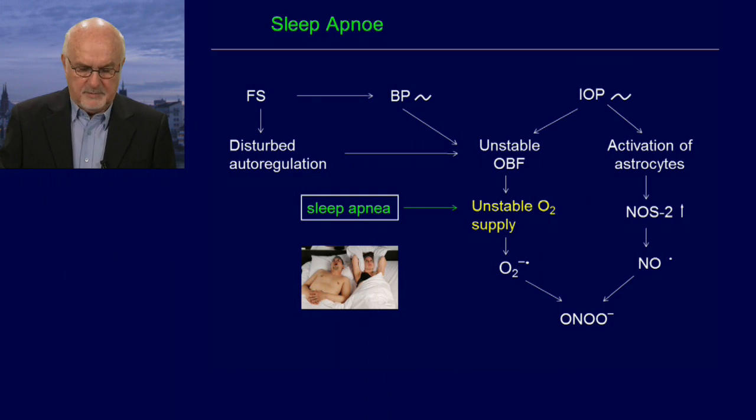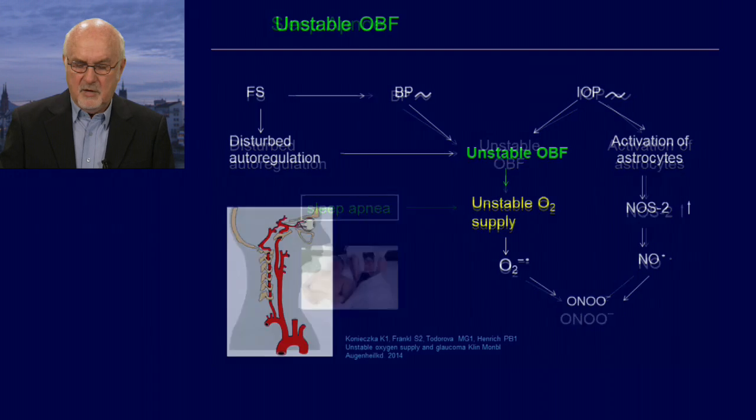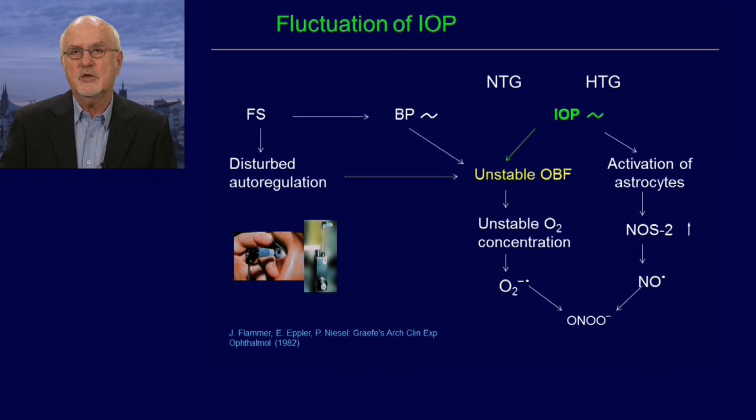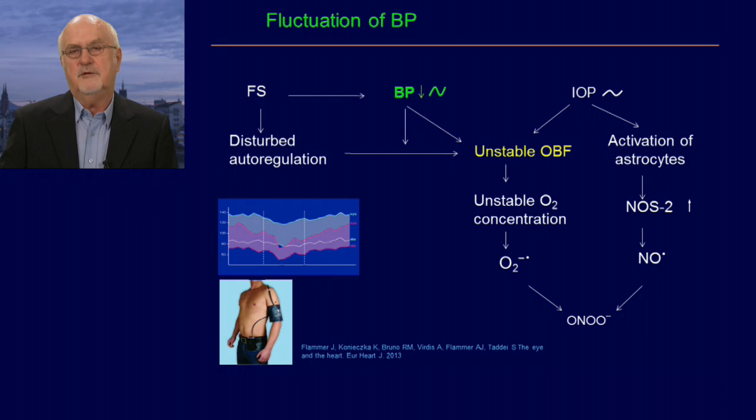This can, for example, be due to sleep apnea, and we know that sleep apnea is a risk factor for glaucomatous optic neuropathy. But much more important is an unstable ocular blood flow. And unstable ocular blood flow does occur if IOP fluctuates on a level high enough that it exceeds from time to time the capacity of autoregulation, or if blood pressure fluctuates on a level low enough, again to exceed the capacity of autoregulation.